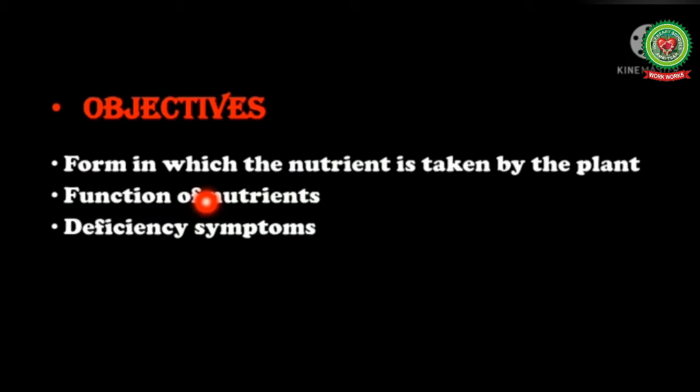The essential nutrients or elements, whether macronutrients or micronutrients, play important roles in plants. They are essential constituents of proteins, carbohydrates, fats, and nucleic acids and take part in various metabolic processes. So in this video, we will discuss those macronutrients and micronutrients, and we will see the form in which these nutrients are absorbed by the plant, the function of these nutrients, and what are their deficiency symptoms.